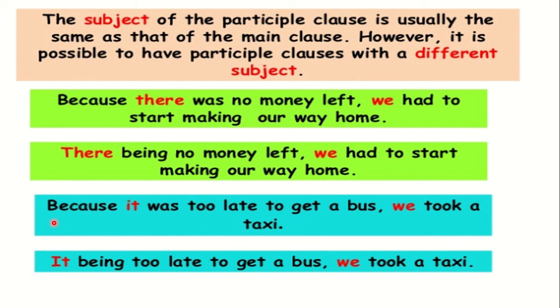See? Next, we have a sentence starting with because and it. Because it was too late to get a bus, we took a taxi. See how to use the participle in the same sentence. It being too late to get a bus, we took a taxi.